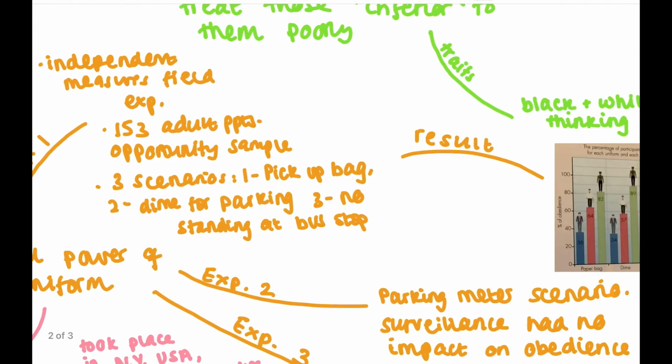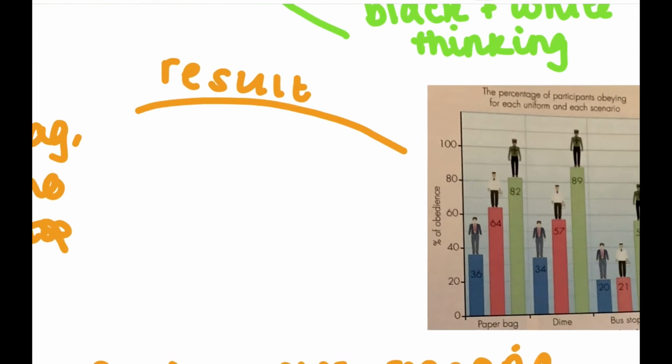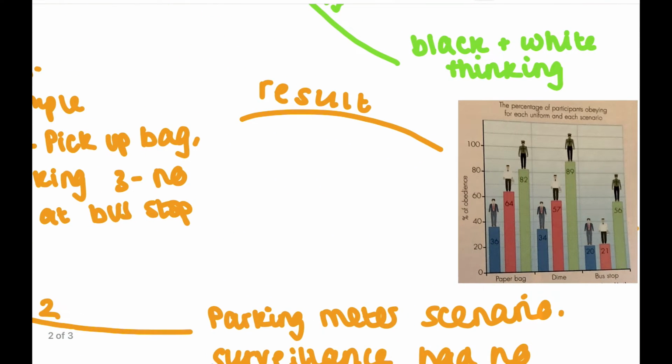And what he actually found, so here is the graph direct from the textbook. He found that in all 3 scenarios, so the paper bag, the dime parking meter, and the bus stop scenario, the obedience was higher when the individual was wearing a guard uniform. He found that the milkman uniform did have somewhat higher obedience rates compared to the everyday plainclothes person. So that was his first experiment.